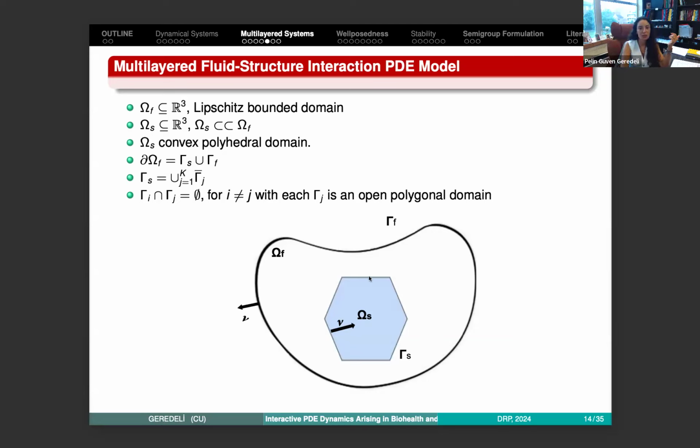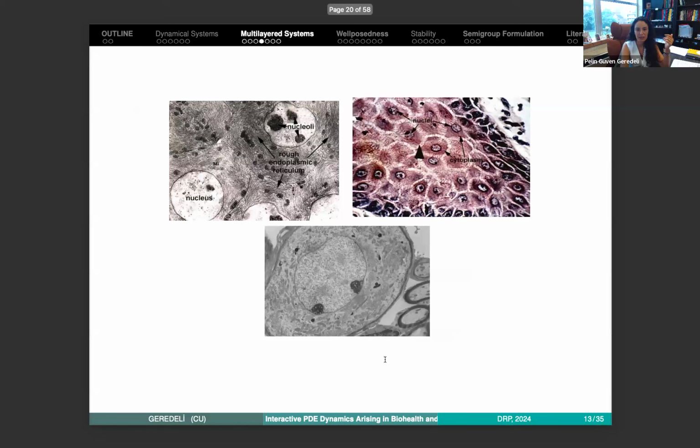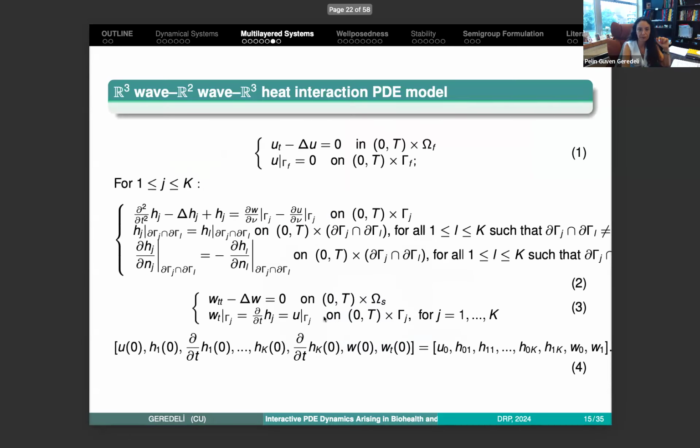You might ask why we have a polyhedral domain instead of a smooth domain. This is just from the computational point of view. We just wanted to look at how the solutions can be approximated from the numerical point of view. So we kept this as a polyhedral domain, but of course it can be a smooth domain, like in these pictures. It doesn't have to have corners.